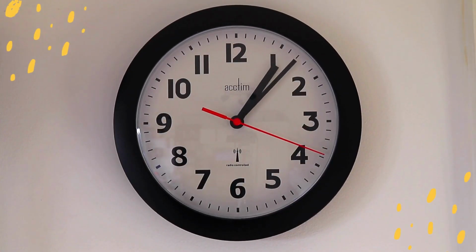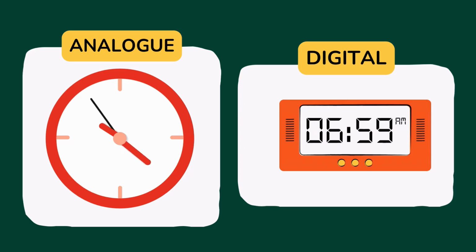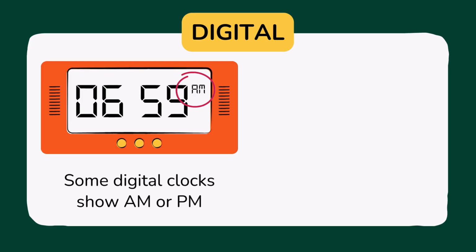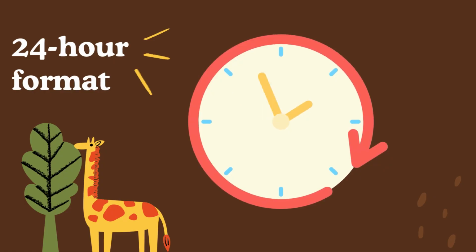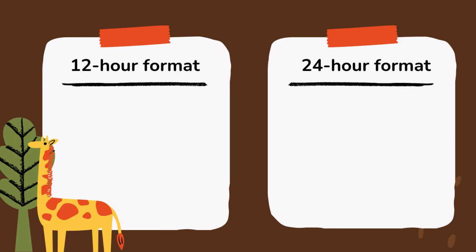Now let's learn about some more clocks. Clocks around us can be analog or digital. As we know, 12-hour analog clock does not show AM or PM. While some digital clocks show AM or PM, and some of them use the 24-hour format. We know that a day has 24 hours. A 24-hour format clock does not circle back to 12 beyond midday, which means that 1 p.m. is read as 13 in 24-hour format.